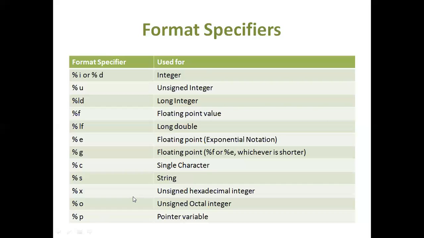Now, if you want to print the value in hexadecimal, which is a number system that contains 16 digits, then you will use the %x. If you want to print the value in octal, which is a different number system and it contains 8 digits, then you can use the %o. And if you want to print the pointer variable, then you will be using %p. So these are the format specifiers which are commonly used.